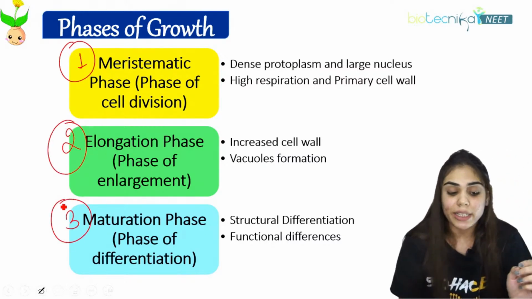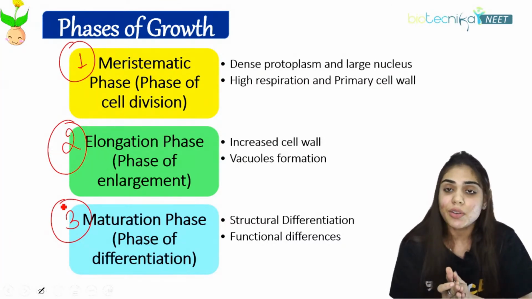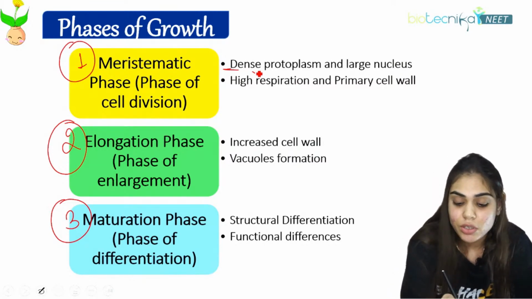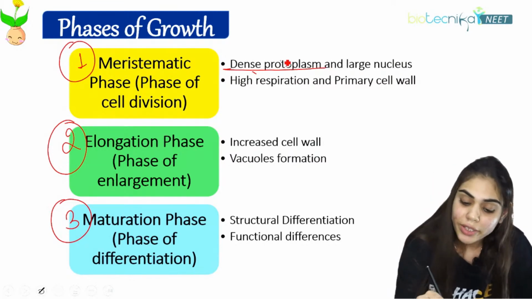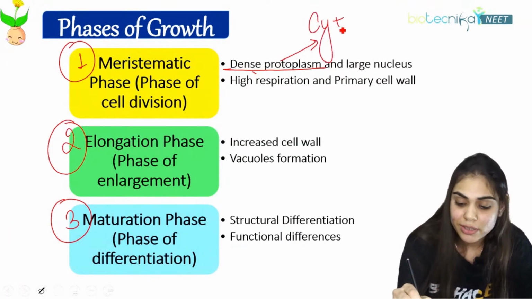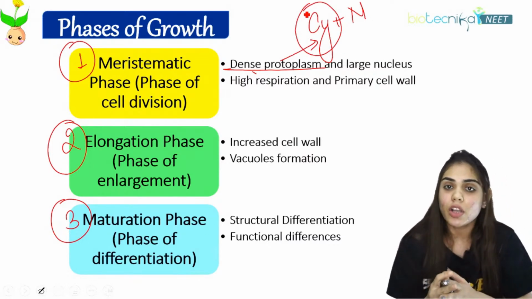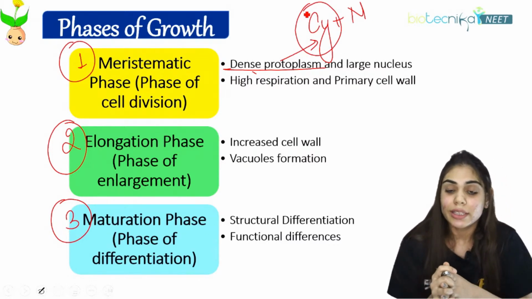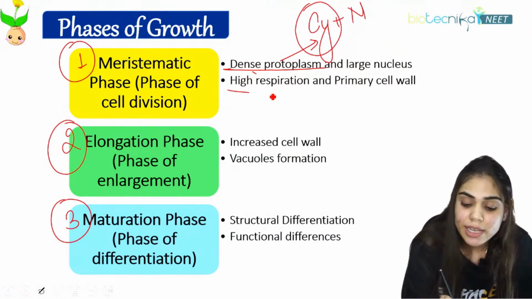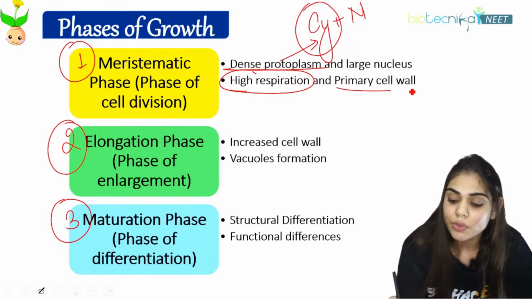The meristematic phase: meristem stands for to divide. So it is a phase of cell division where the cells are characterized by the presence of dense protoplasm. Now what is protoplasm? It is a combination of cytoplasm plus nucleus. When the cytoplasm of the cell bears a conspicuous or big nucleus, that is what is called protoplasm. And here the cells are highly respiring at this stage.